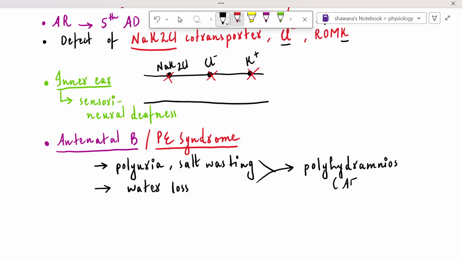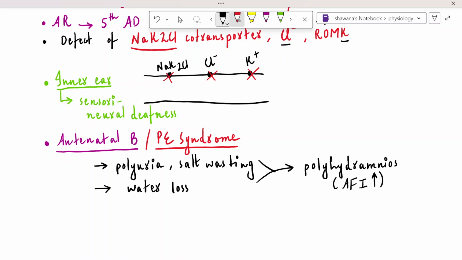What is polyhydramnios? Polyhydramnios is a condition in which the amniotic fluid index is increased. The pregnant mother will complain of belly extension, or she can complain of stiffness in the belly, right? So these are conditions in which polyhydramnios is indicated.